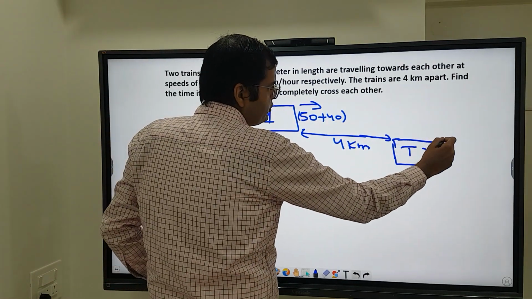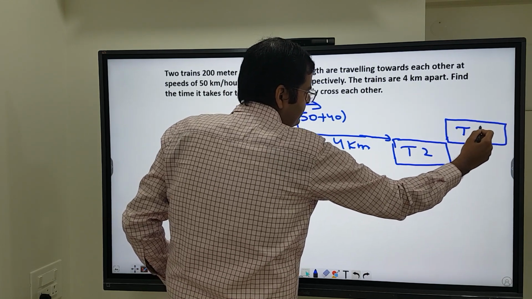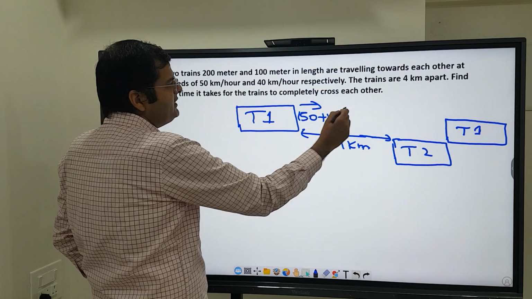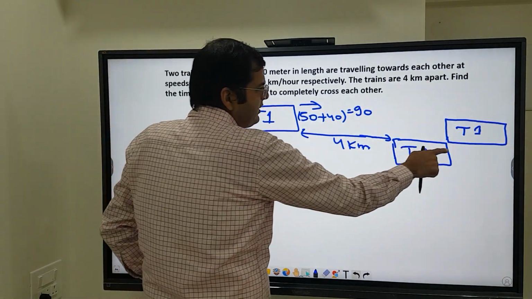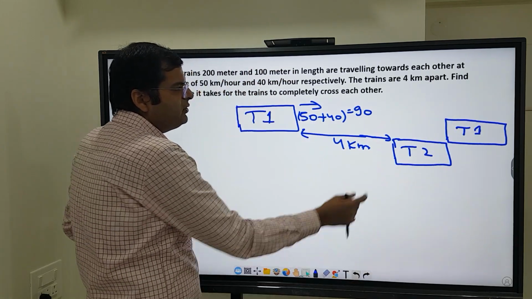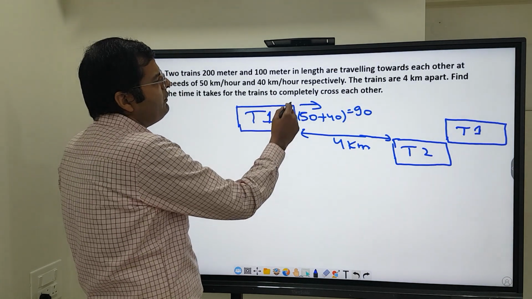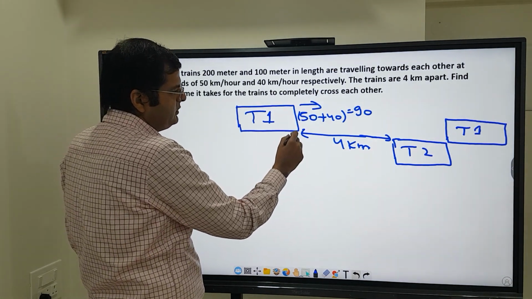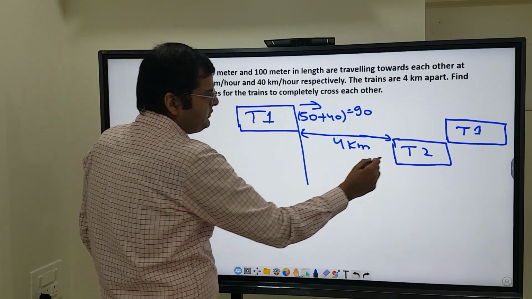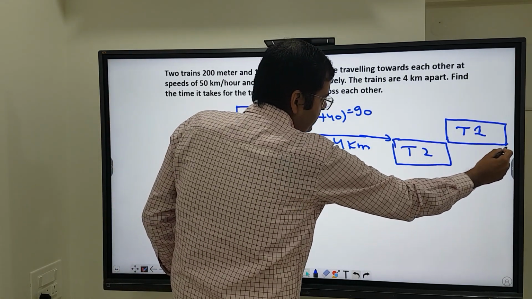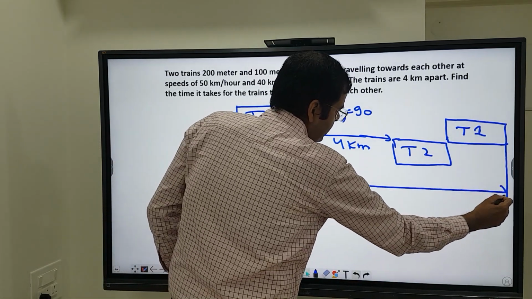Then T1 to completely cross T2 will be somewhere here like this. Now it is like T1 is traveling at a speed of 90, which is 50 plus 40, and now T1 is crossing this T2 like this. So T2 kind of becomes the stationary platform, like the previous question that we did. So now if you have to find the time, if I just draw the start of this point T1, I'll first find the distance the starting of T1 travels. So the starting point of T1 goes from here till here.